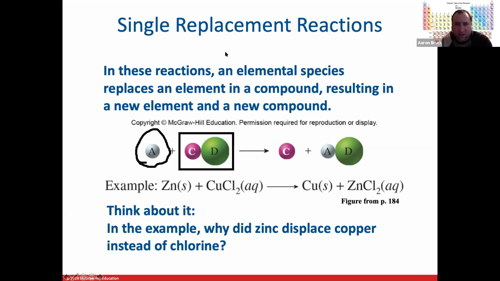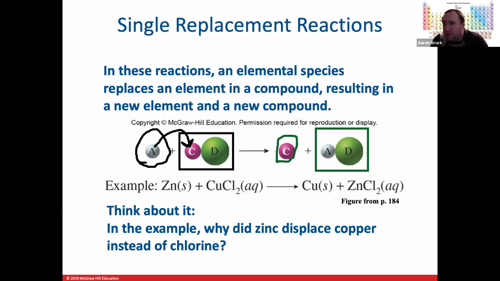What happens in these is that the element will kick out a similarly charged element in the compound, and we get a new element, C, and a new compound, AD. What element gets kicked out depends upon what element is trying to replace it. If I have something that normally forms a negative charge, it's going to replace the other negative charge. If I have something that's normally positive, it's going to replace the thing that is positively charged.